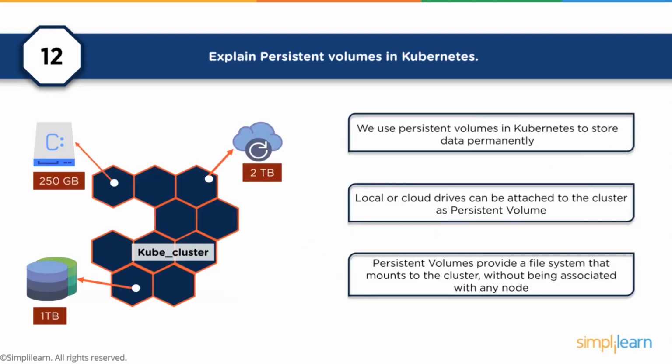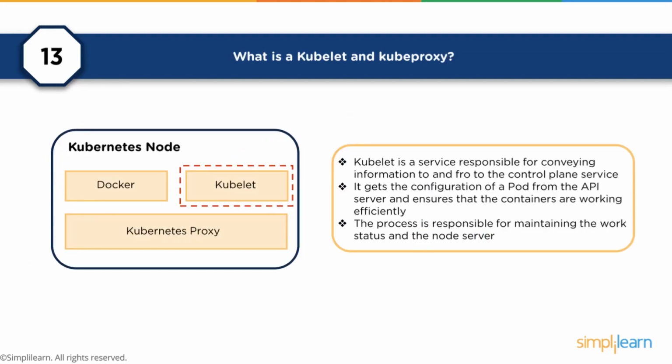So you're going to be asked to explain persistent volumes in Kubernetes. So a persistent volume is just a place where you can store data. Again, this can be local data, as in a hard drive local to the physical machine, or it can be cloud-based data. So what is a kubelet and a kube proxy?